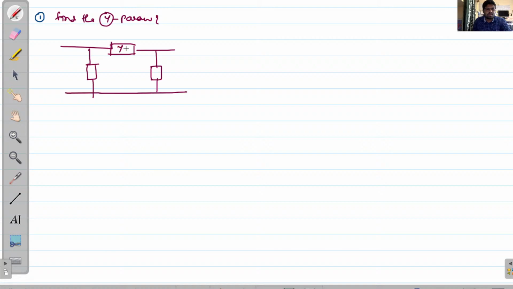The first problem, for a given network. So this is our network. This is YC, and this is your YA, with terminals 1, 1 dash and 2, 2 dash, right? If you observe this particular network, it is a pi type network, right? This is a pi type network.